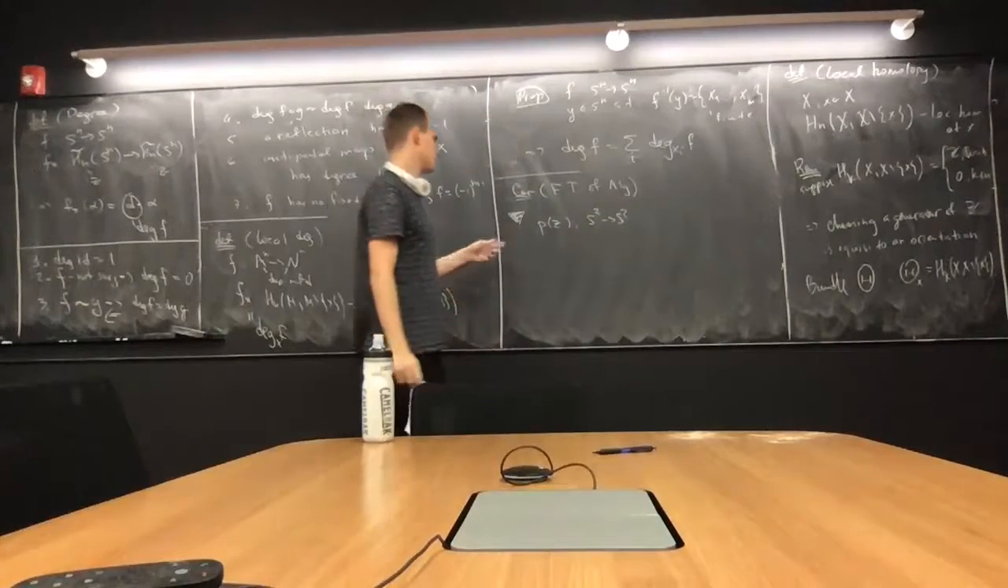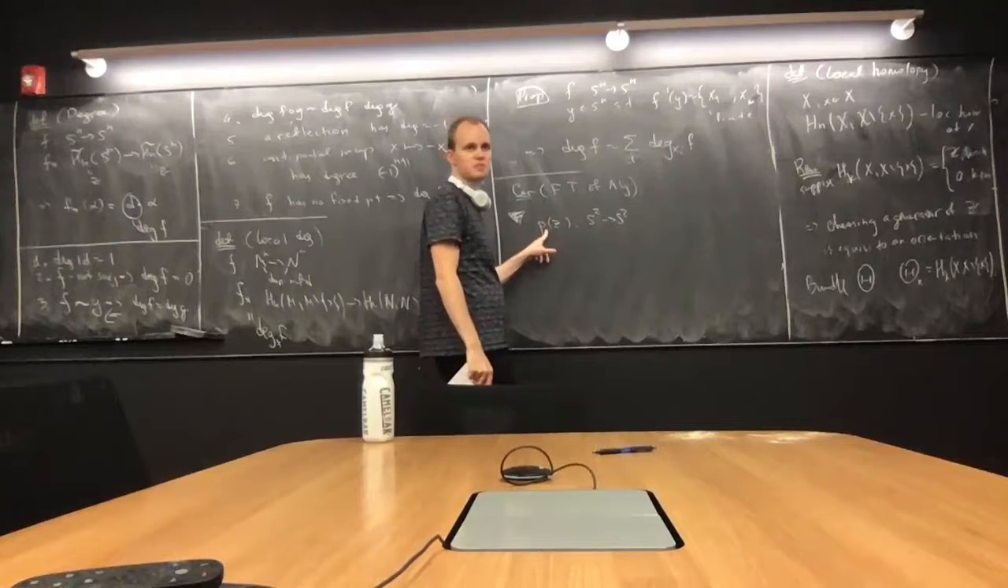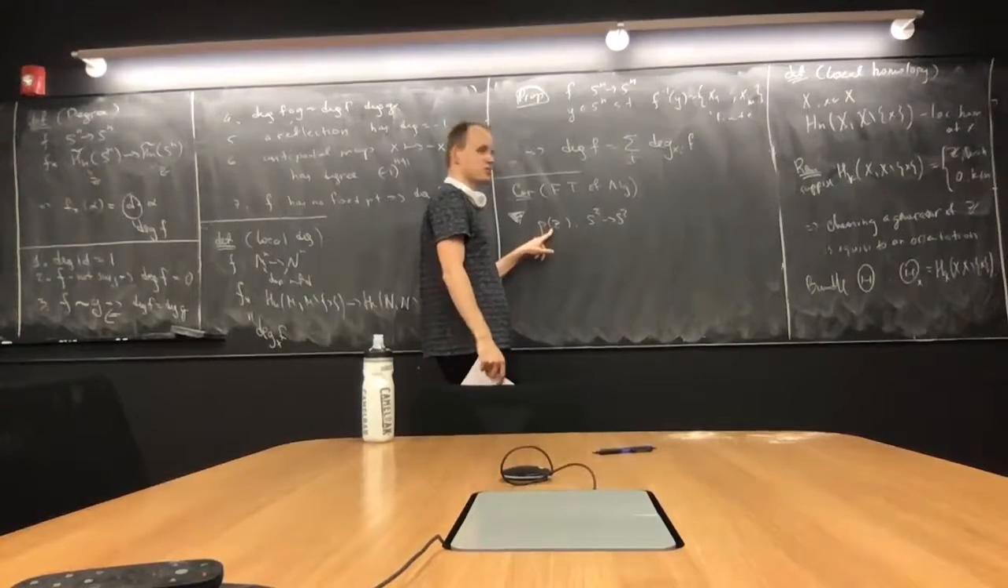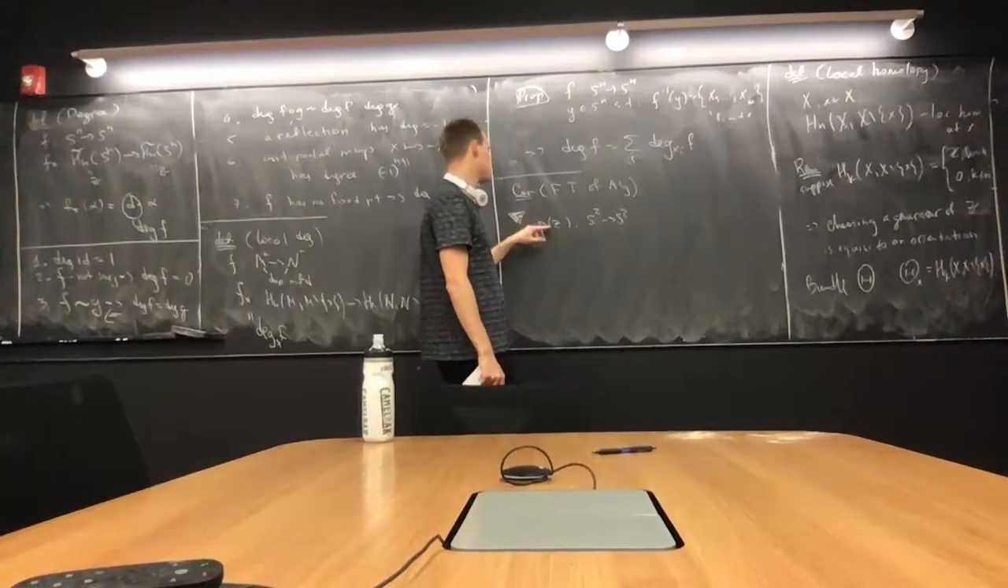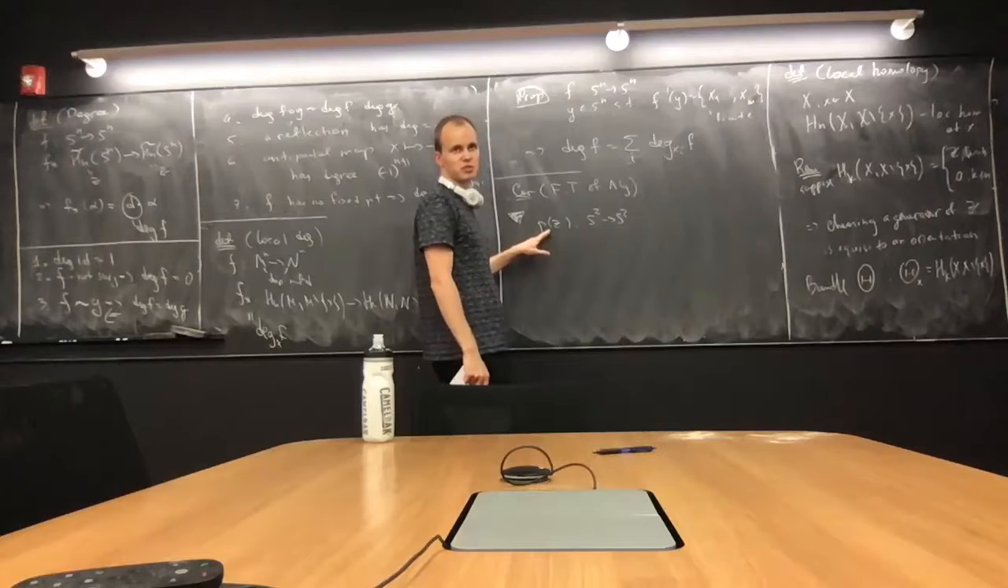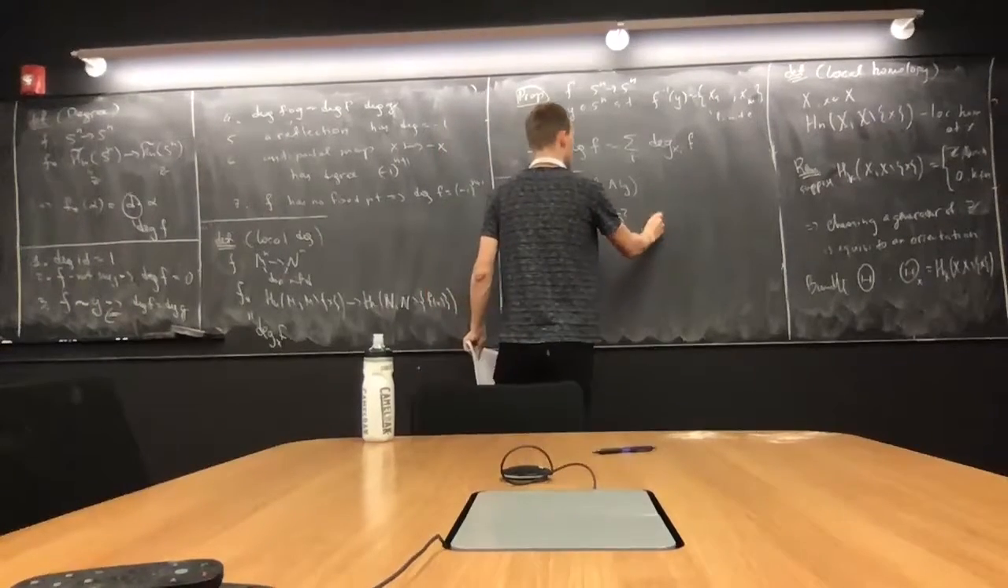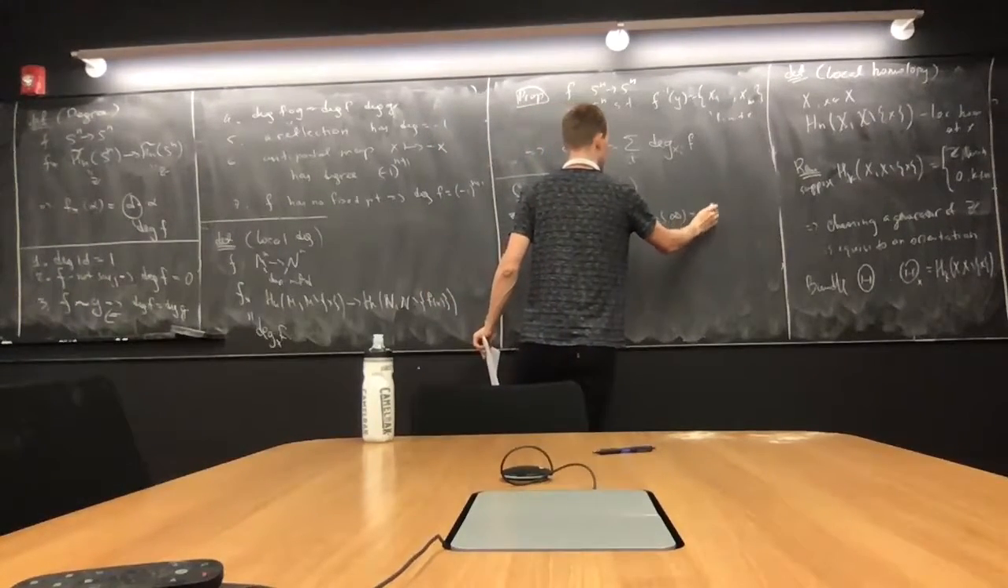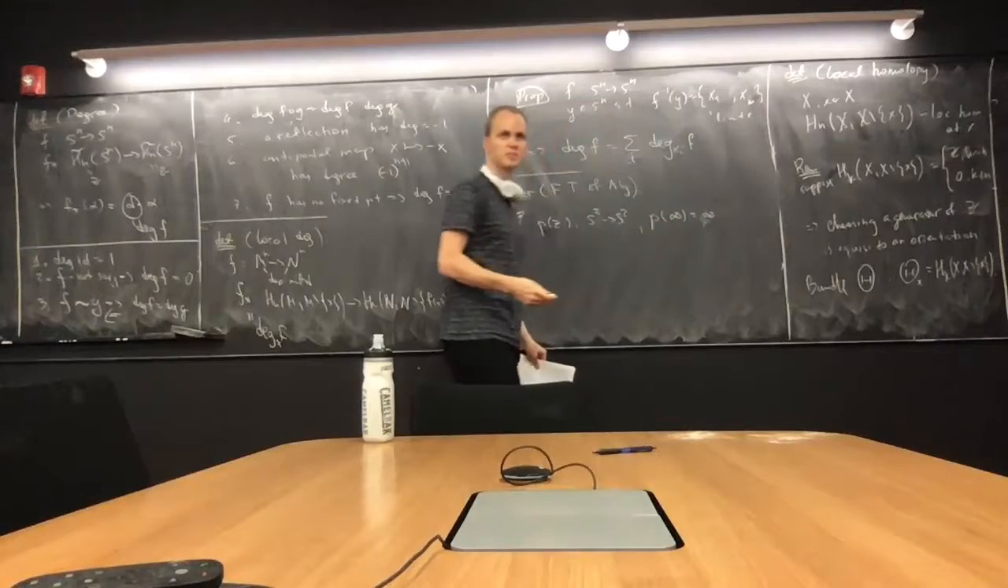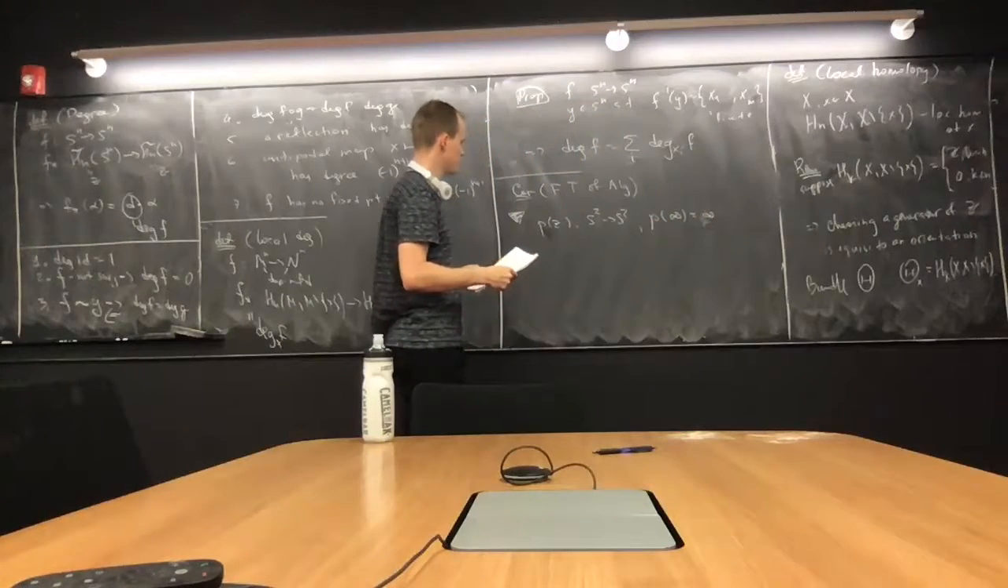Interesting. Okay, so let's say we have a polynomial of non-zero degree, and we want to show that it has a zero. We can think of it as a map from S2 to S2, where there's a fixed point, right? Even if it's infinity, because it has non-zero degree.